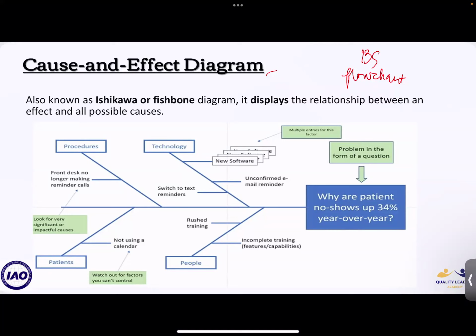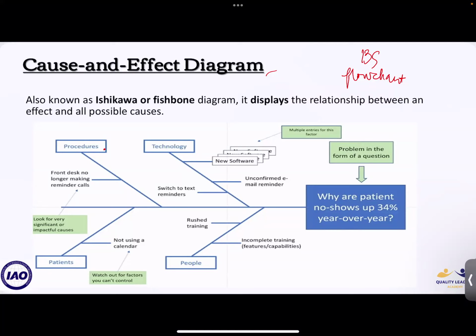There is also categorization involved. Categorization of these problems. For example, we usually categorize them using the 6 M's or the 3 M's. So the 3 M's could be, for example, machines, manpower, and materials. Depending on the case, we could add even the environment. We could even add procedures, technology, people, patients, meaning we list here the categories that form the fishbone structure.